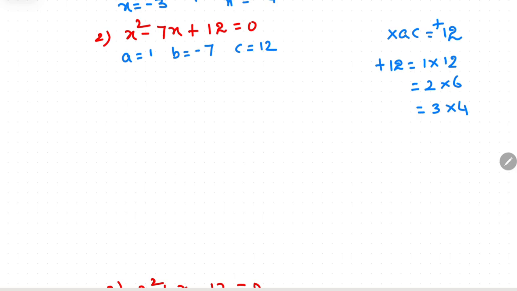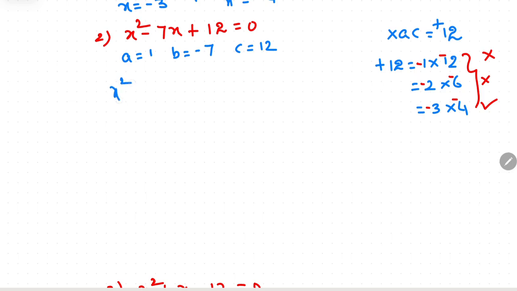Now come to the B. If it is positive, both the factors are positive. If it is negative, both the factors are negative. Here B is negative, therefore negative 1, negative 12, negative 2, negative 6, negative 3, negative 4. Now on addition of which pair do we get that B value? So minus 1 minus 12 is equal to minus 13. Minus 2 minus 6 is minus 8. Minus 3 minus 4 is equal to our B value, that is minus 7.